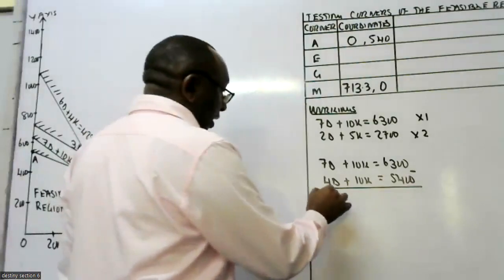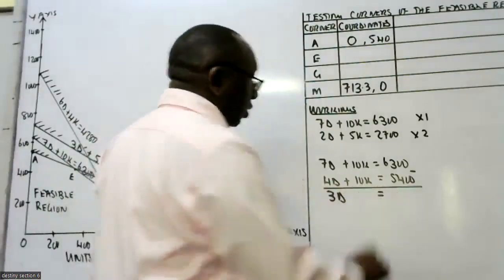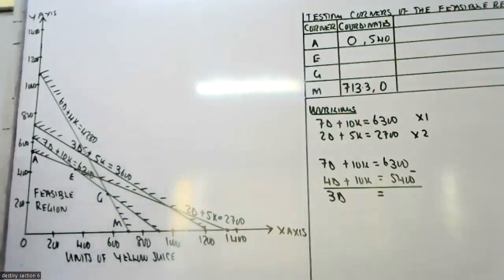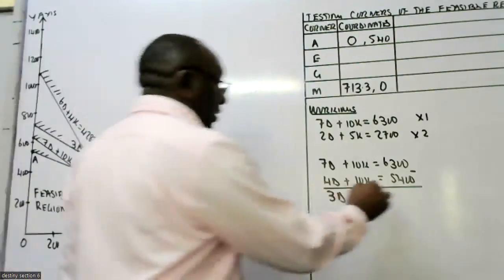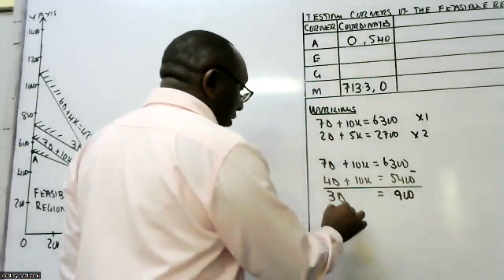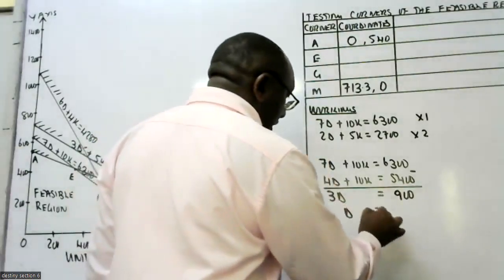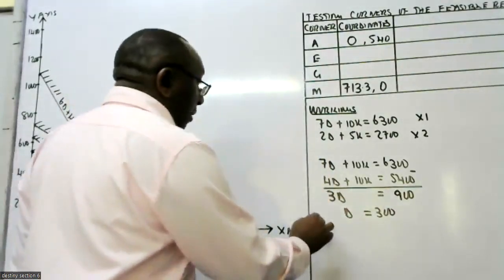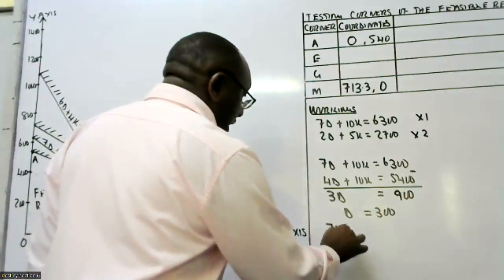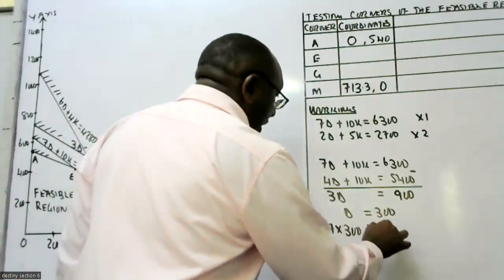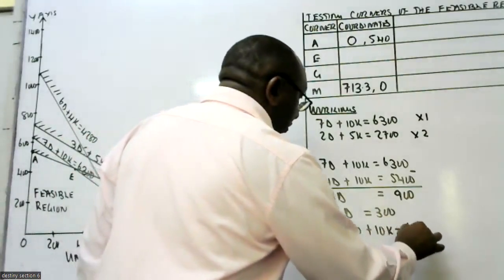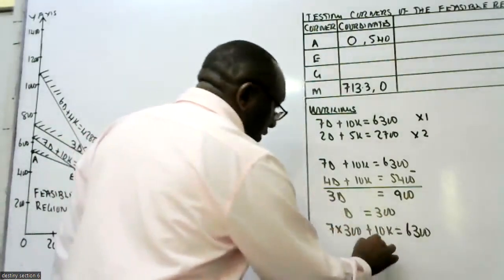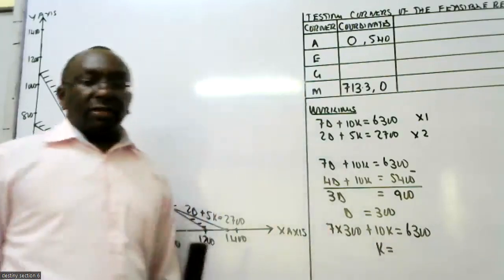So when I subtract, 3D is equal to 6,300 minus 5,400, which is 900. So that tells us that D should be 300. And if D is 300, I will come here and say 7 times 300 plus 10K is equal to 6,300. So straight on, I can get K.